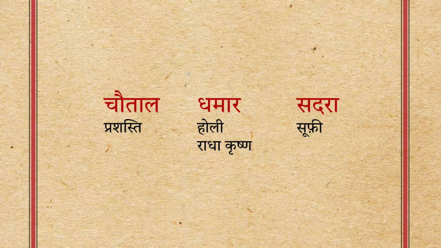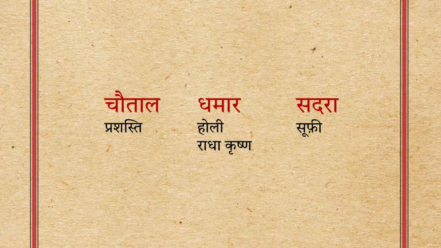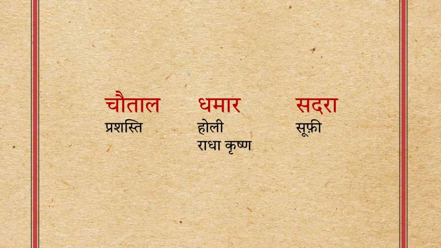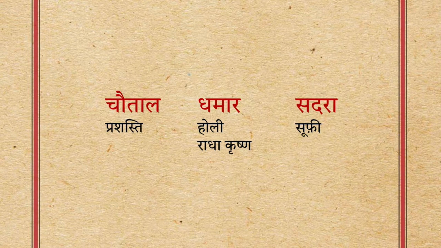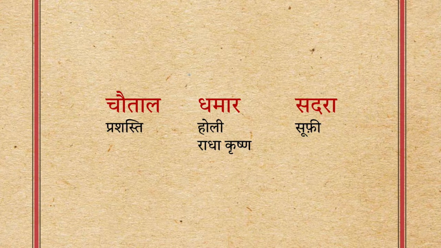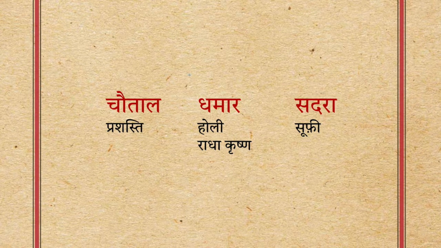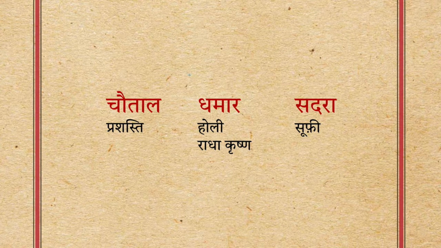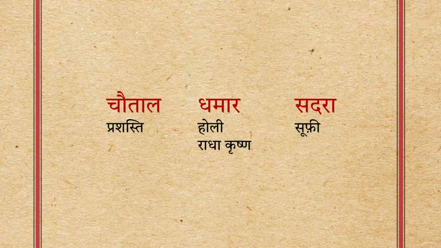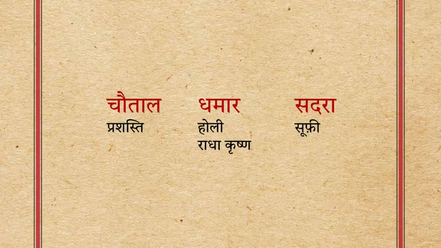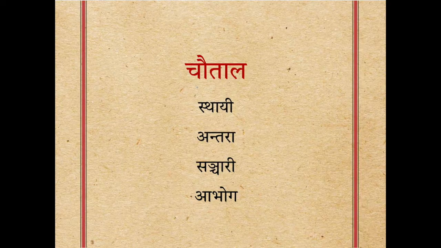Sadara is a composition set to a 10-beat jap tal, and like the Dhamar, it's thought to be a lighter type of composition than the Chautal. Interestingly, many of the poems that are used as a base for Sadara are compositions by Sufi poets. The four parts of a Chautal composition are Sthai, Antara, Sanchari, and Abhog.